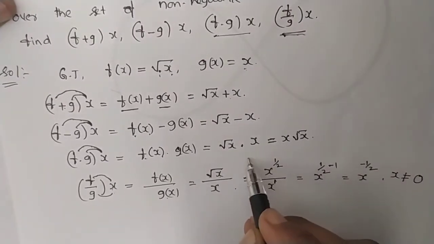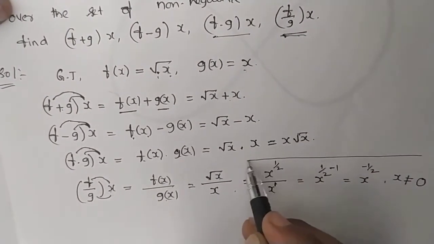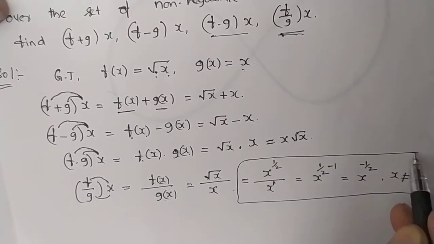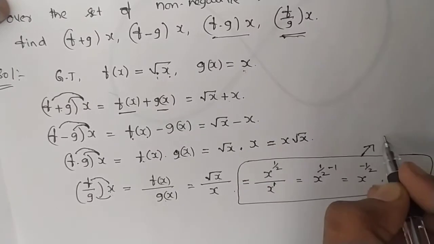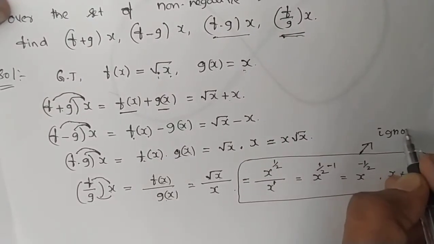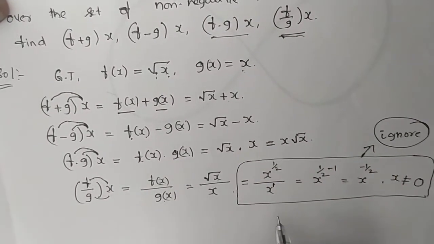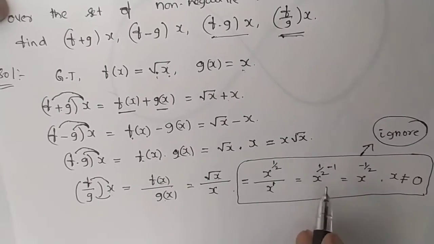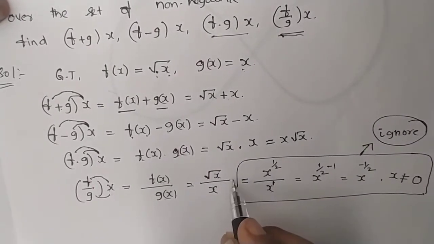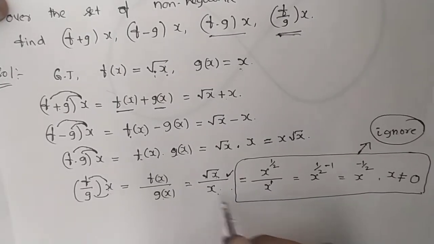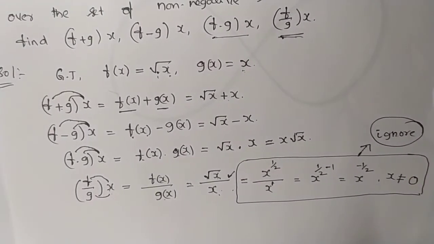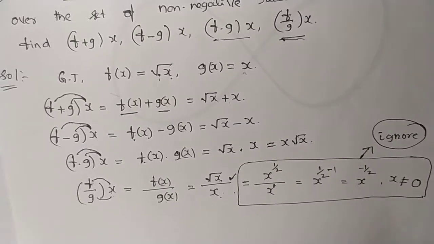If you are confused by this step while writing, you can ignore it. If you want to simplify more, you can simplify it, or else you can stop here itself, that is, root x by x. Hence it is problem number 4.